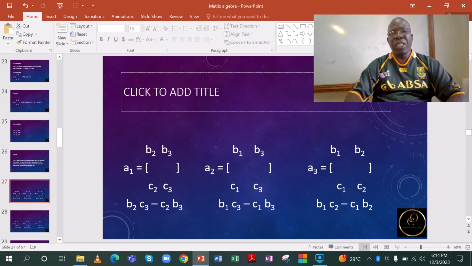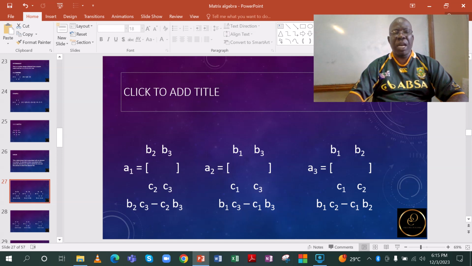That's a minor. Equally, you do the same with A3. You find the minor will be B1, B2, C1, C2. Okay, so you find the determinant relating to that. It will be B2 times C3 minus C2 times B3. Equally, you find this one, A2, there will be B1 multiplied by C3 minus C1 multiplied by B3. For A3, it will be B1 multiplied by C2 minus C1 multiplied by B2.